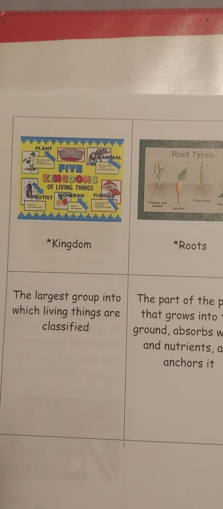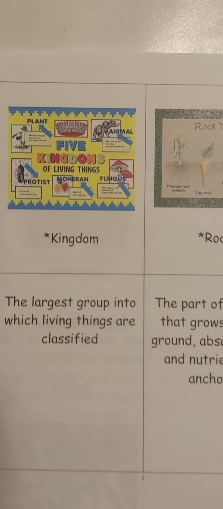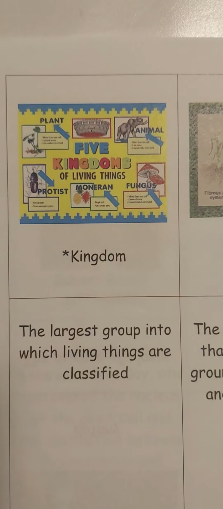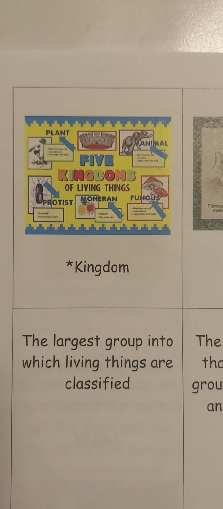Year 1, Unit 4, Grammar Key Terms, Week 1. Kingdom, the largest group into which living things are classified.